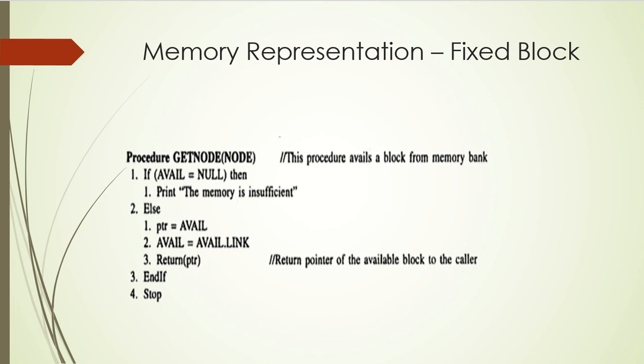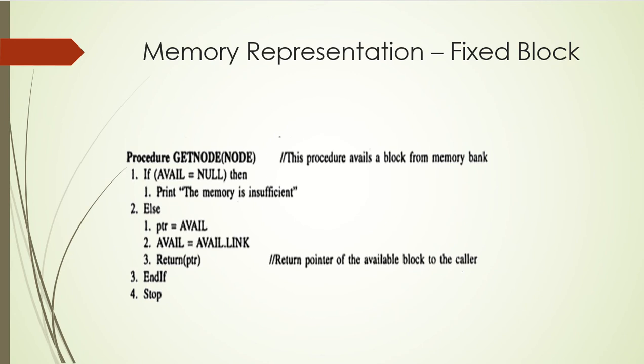Now in the get node procedure, you're going to delete nodes from the memory bank when a particular program requests a node. You have to check inside the memory bank whether there is any fixed block left. In that case, you can allocate that particular block to the requesting program and delete that node from the memory bank. That is written inside this get node procedure.